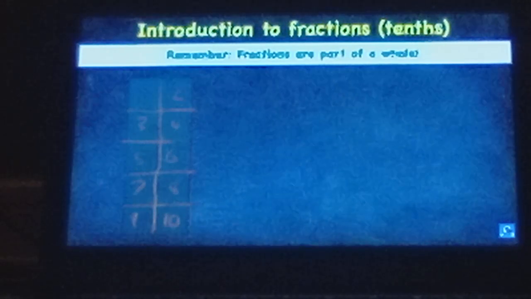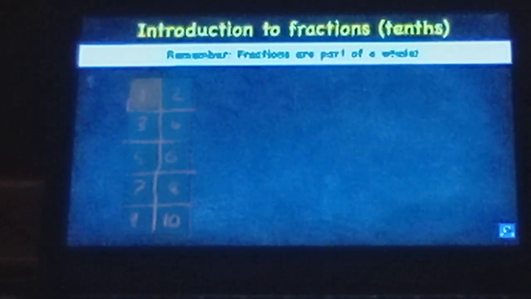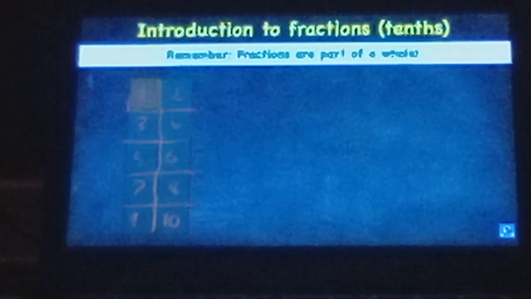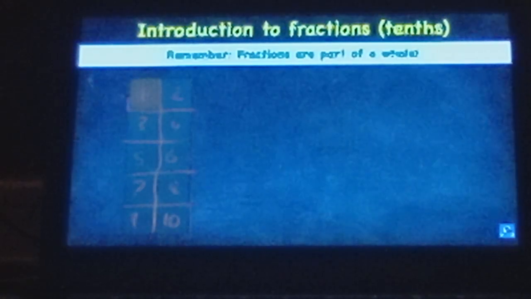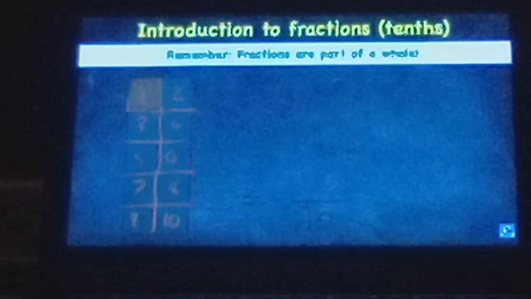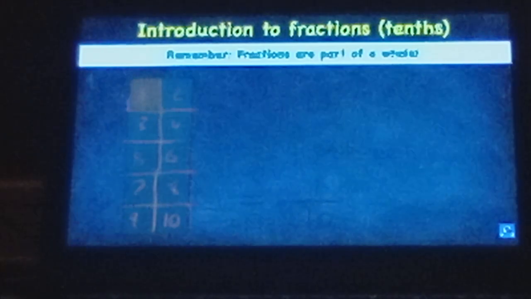So therefore, one of these pieces is worth 1/10. Or in other words, we can write it into our fractions. We split our whole into 10. So the number on the bottom would be a 10. And I have only one of them, so I have 1/10.